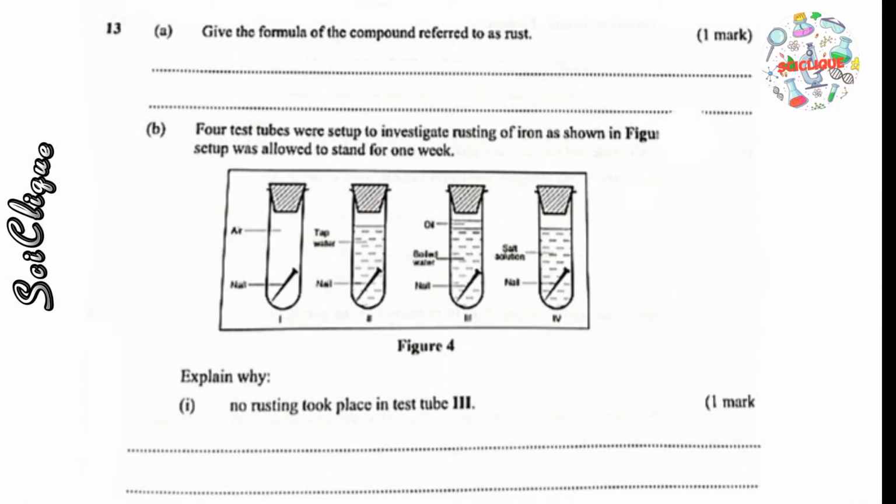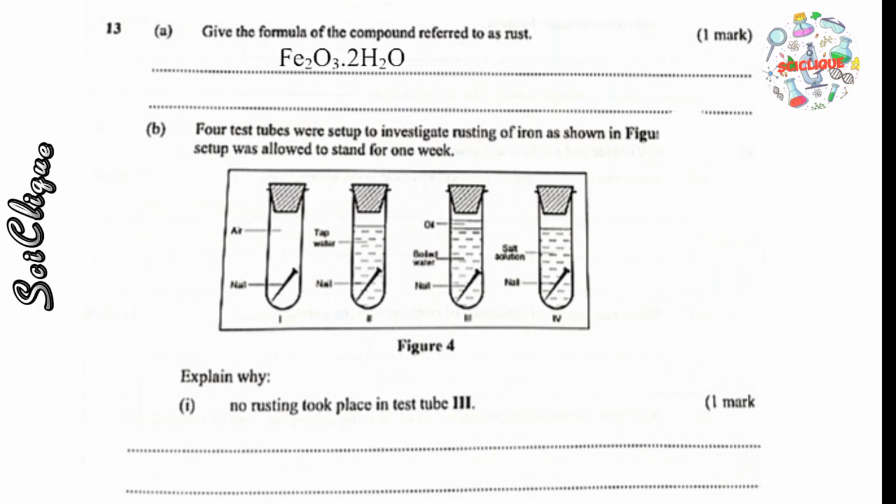Question 13, give the formula of the compound referred to as rust. Now, rust is hydrated iron 3 oxide, which is written as such. Now, the reason you have a full stop and then 2H2O is because, as stated before, rust is a hydrated salt. Now, moving on to part B.